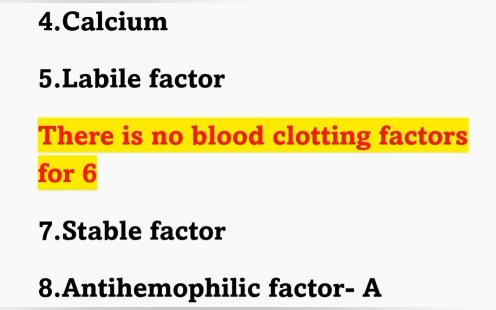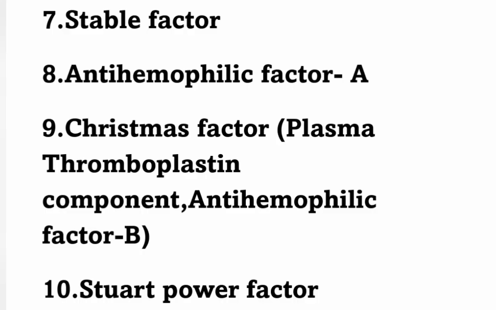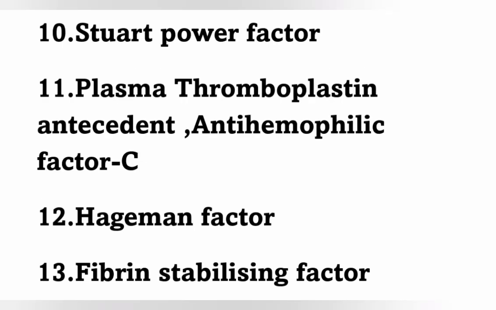Seventh factor is stable factor, eighth factor is anti-hemophilic factor A, and ninth factor is Christmas factor or plasma thromboplastin component or anti-hemophilic factor B. The 10th factor is Stuart-Prower factor, the 11th factor is plasma thromboplastin antecedent or anti-hemophilic factor C, the 12th factor is Hageman factor, and the 13th factor is fibrin stabilizing factor. Important point, there is no blood clotting factor 6.